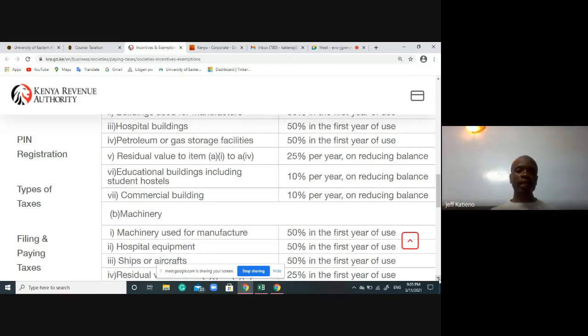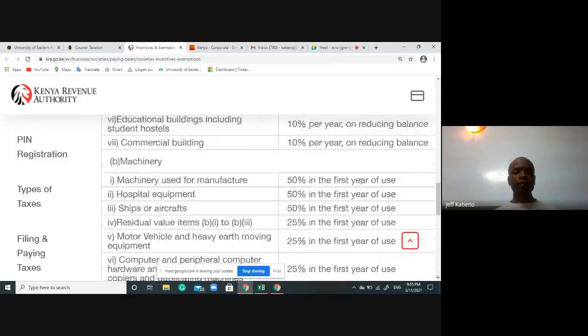So we finished with buildings. Machinery, you'll get 50% in the first year of use. Hospital equipment, 50% in the first year of use. Ships, 50% in the first year of use. Then the residual value. Now, what remains after you've charged the 50%? Here they've said 25% in the first year of use, but there is an error here. It can't be that residual value also is charged in the first year of use.